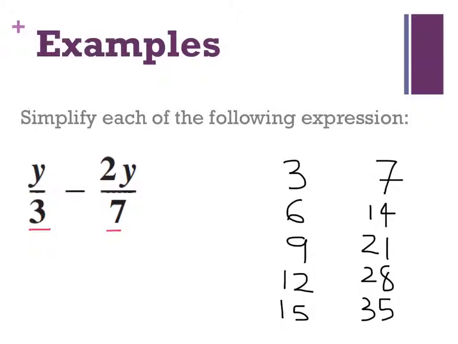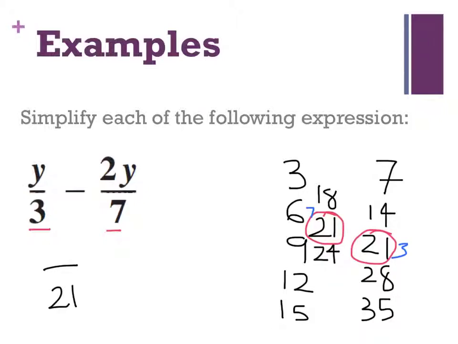Do I have a common one yet? Oh, no, I don't. Let's list a few more for 3. 18, 21, 24. Oh, hold on. I see that there's a 21 in this list and a 21 in this list. What have I multiplied 7 by to get 21? I've multiplied by 3. What have I multiplied 3 by? I've multiplied 3 by 7. So my new common denominator is going to be 21.